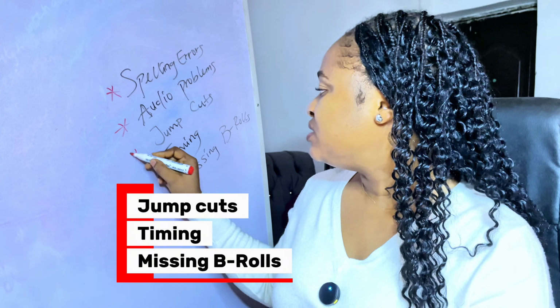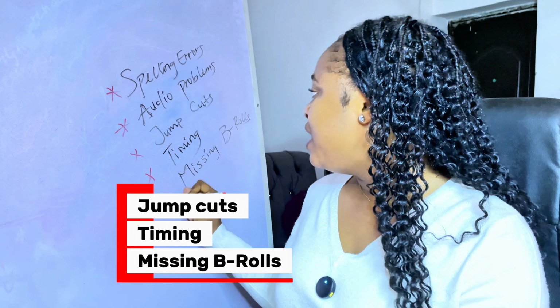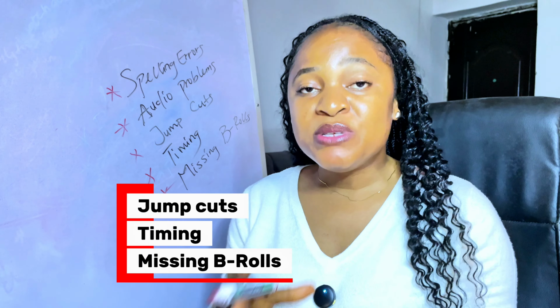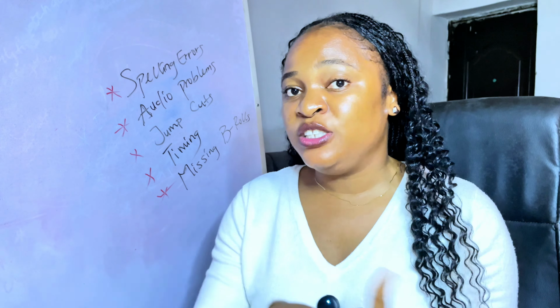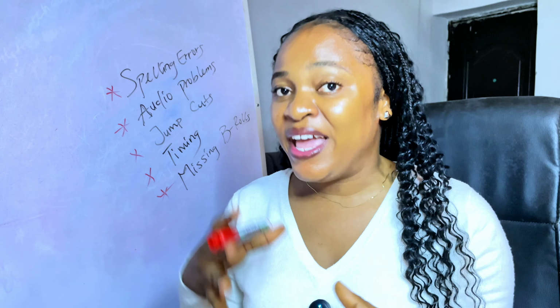The next thing I'm going to look out for is jump cuts. I'm going to look at timing, and I'm going to look for missing B-rolls. If I'm actually missing any B-roll at all, if there's a place I need to add B-roll and I did not add it, I'm going to look out for this before I export my videos.